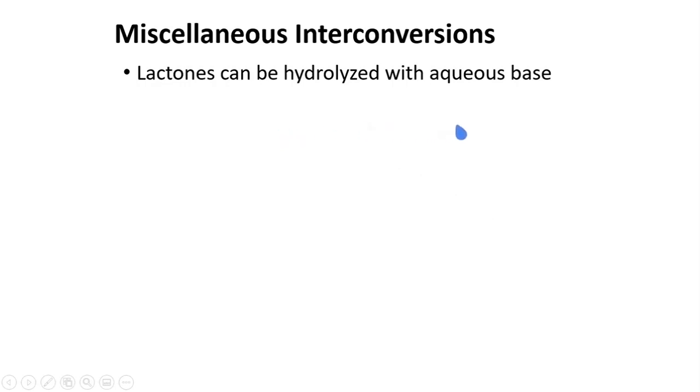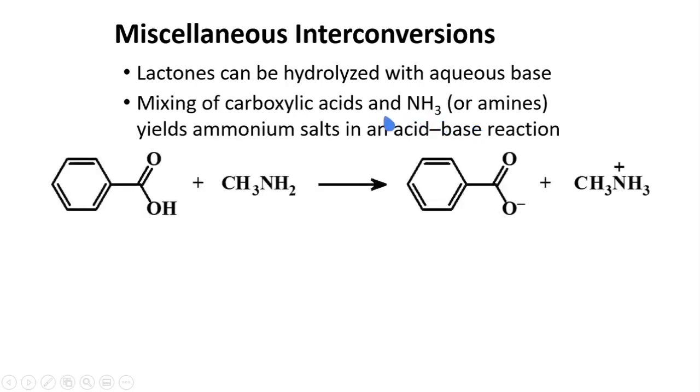Lactones can be hydrolyzed with aqueous base, also by saponification. Mixing of carboxylic acids and ammonia or amines yields ammonium salts in an acid-base reaction. This is an example involving benzoic acid and methylamine to form your benzoate and methylaminium ion. Take note that the pKa of benzoic acid is 4.2 and the pKa of your aminium ion is 10.64. This is the stronger acid, and essentially this is our stronger base. Thus, this reaction is favored.